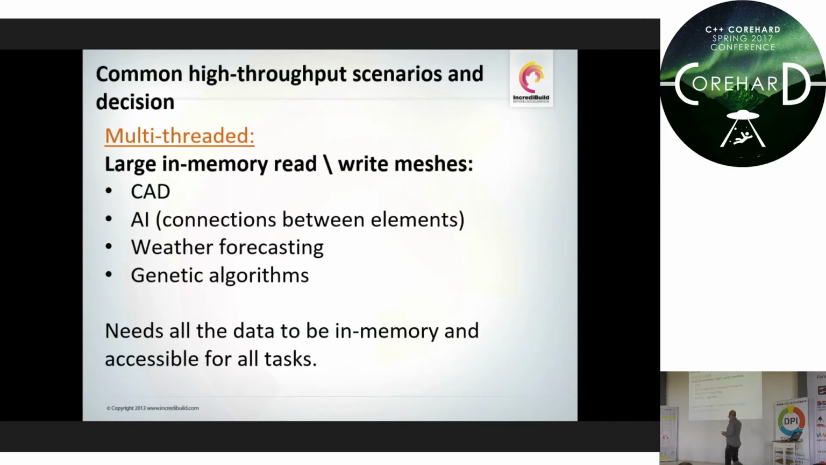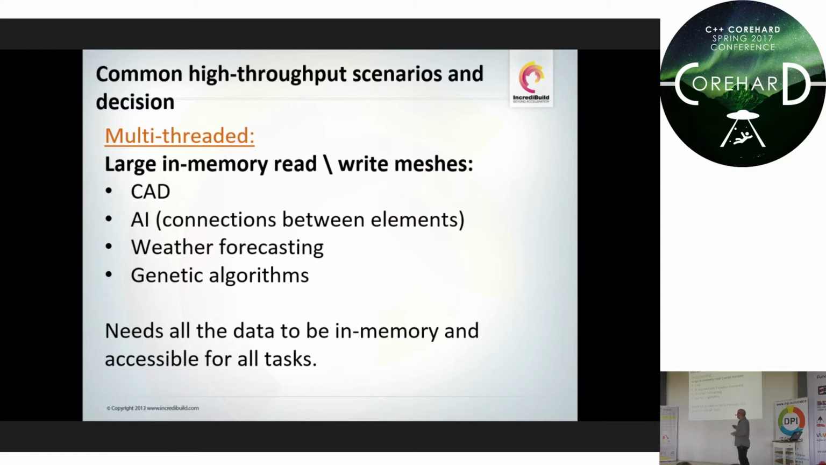So let's take a look at other real-life scenarios of applications and which kind of parallel computing architecture is relevant to take. Multi-threaded, and that's just a direction. It's not always like that, but that's the common scenario.